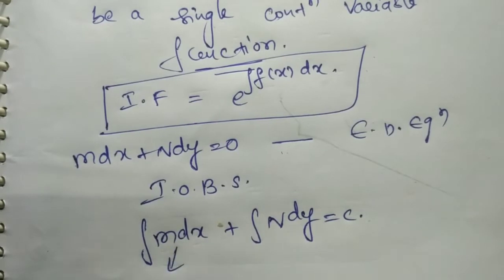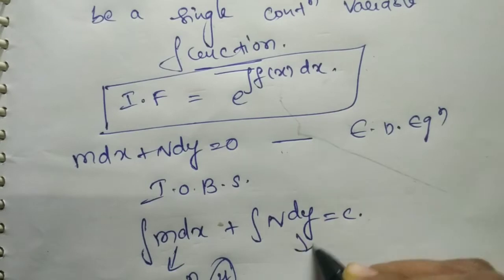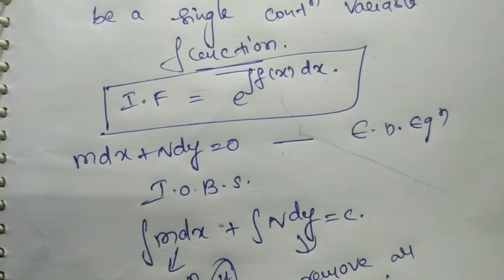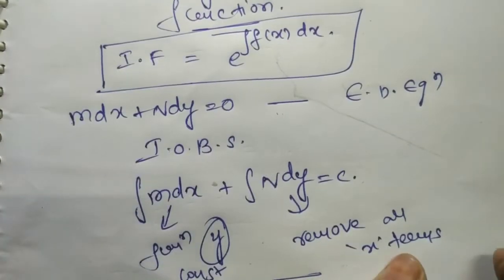So here, in integration of M dx, the function of y is constant, and in integration of N dy, remove all x terms. So this is method 4.